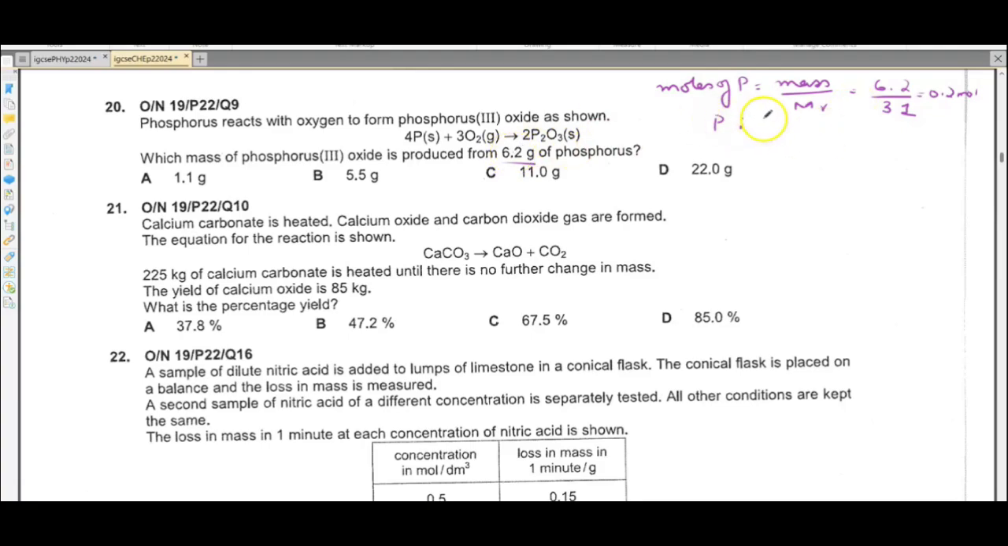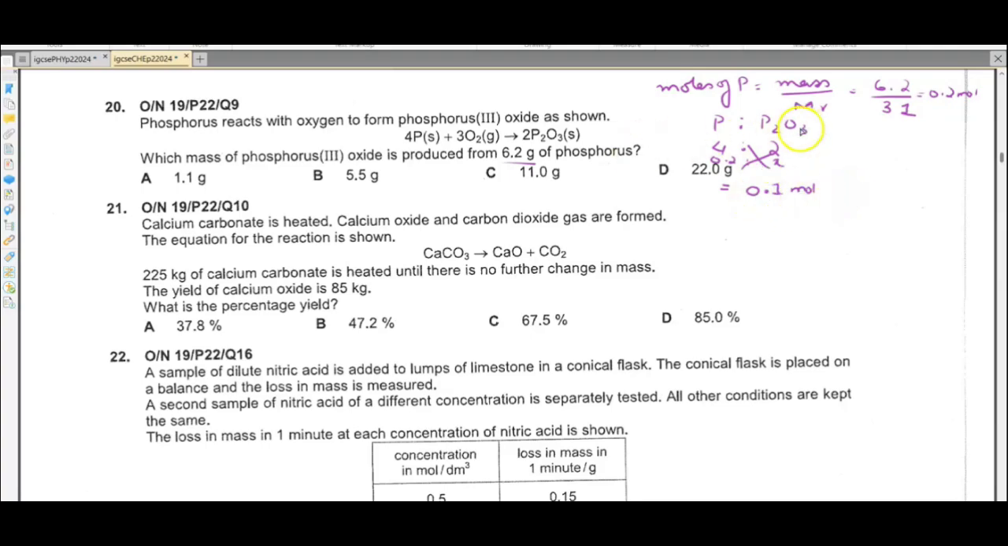Just compare the both of these. ठीक है? 4 of phosphorus were there and 2 of phosphorus oxide were there. 0.2 of phosphorus were there. So X is going to be for phosphorus oxide. So this is going to give us 0.1. Okay, you can cross multiply and then you are going to get 0.1 moles after the calculations.